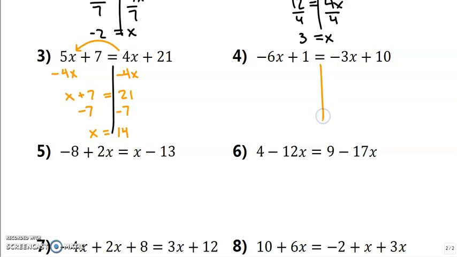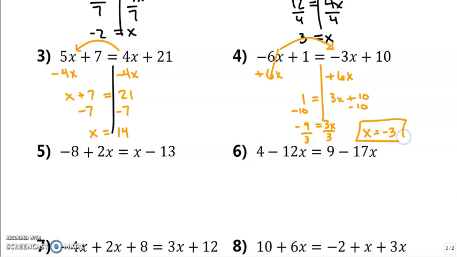And number 4, it's more convenient to move the negative 6x by adding 6x to both sides of the equal sign. And you're going to get 1 equals 3x plus 10. Subtract your 10 from both sides. Divide by 3. And you get x equals negative 3.